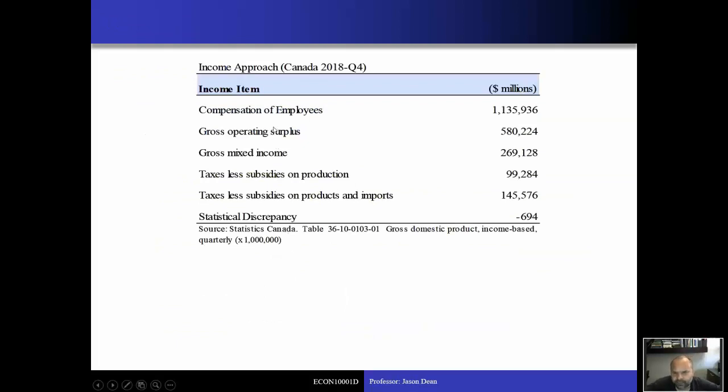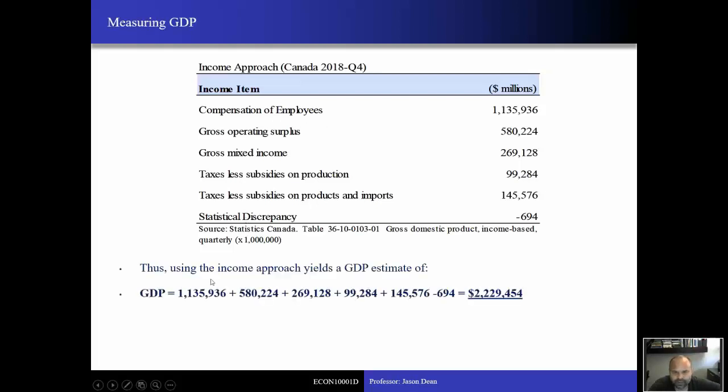So here is some data for Canada. Here are the different income items. If we were to add them together, compensation of employees, gross operating surplus, gross mixed income, these are the incomes to corporations. Again, these are all gross. Then in Canada, the taxes less subsidies on production was 99 billion. And then here we had taxes less subsidies on products and imports. So this is the sales taxes. That turned out to be $145 billion.